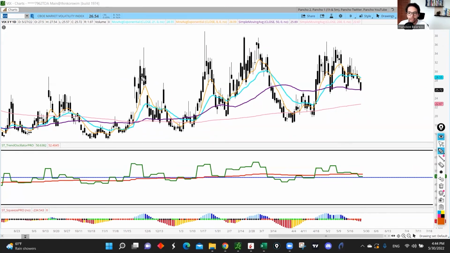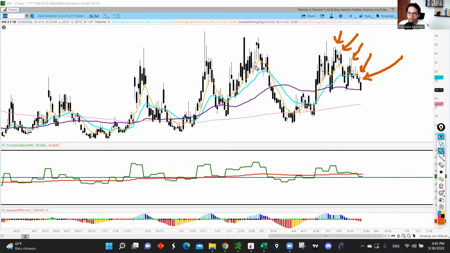Because what we are seeing right here in the VIX, you can see we tested this level right here. But what has been happening on the VIX is that we continue to make lower highs, right? Lower high, lower high, lower high. Then we start getting rejected at that 21 exponential and that 8 exponential moving average. You can see the bearish cross right here.